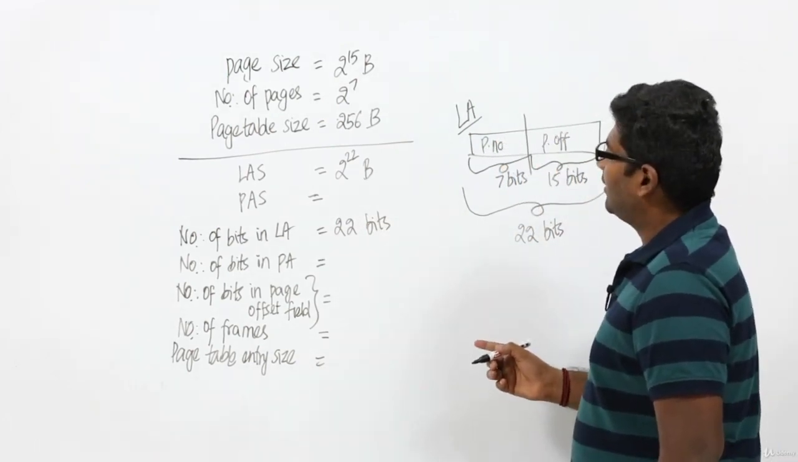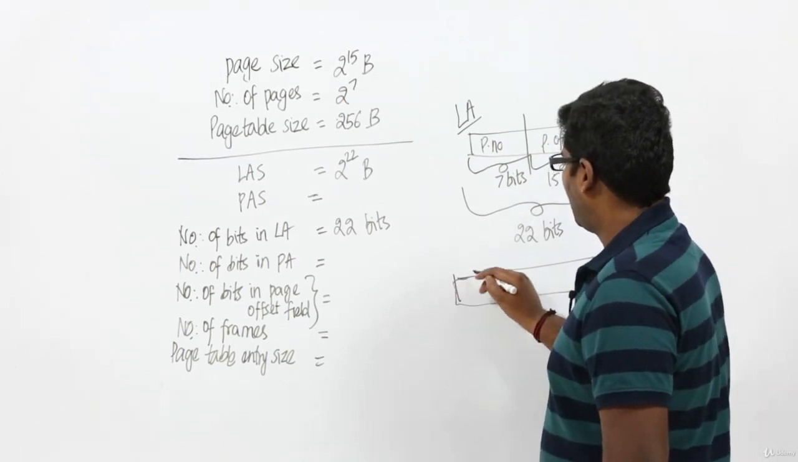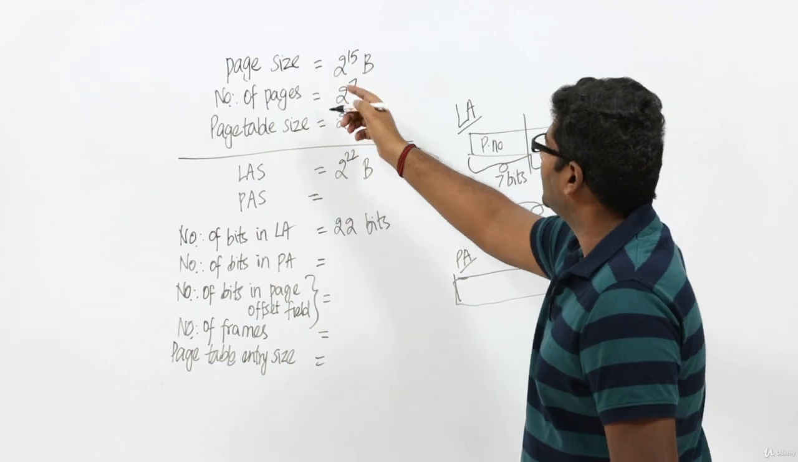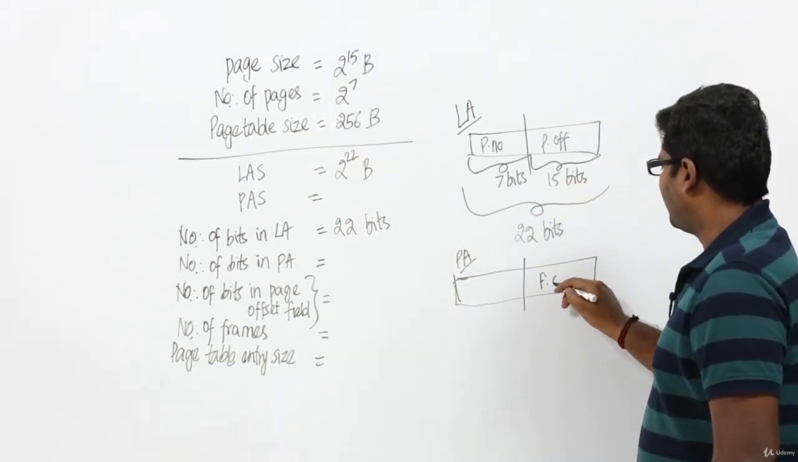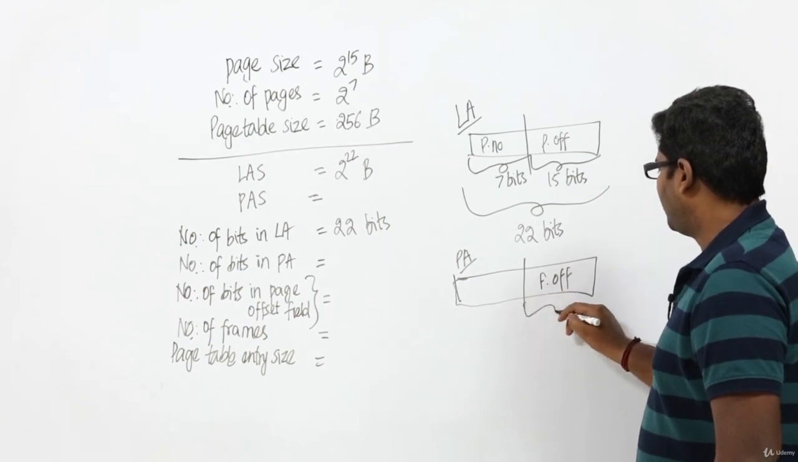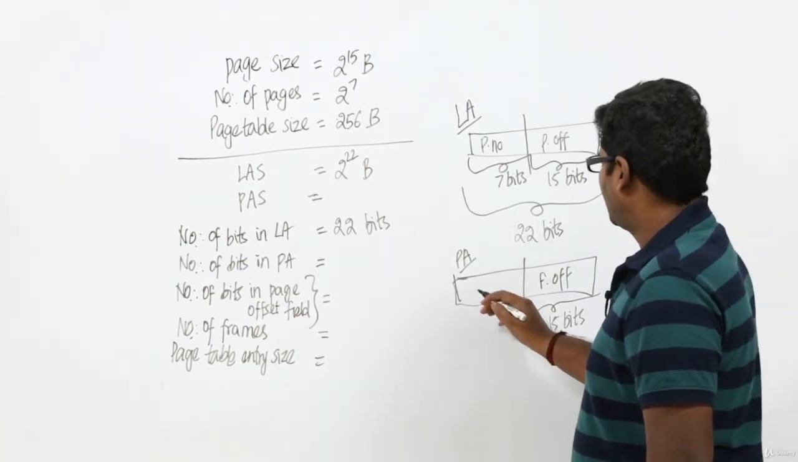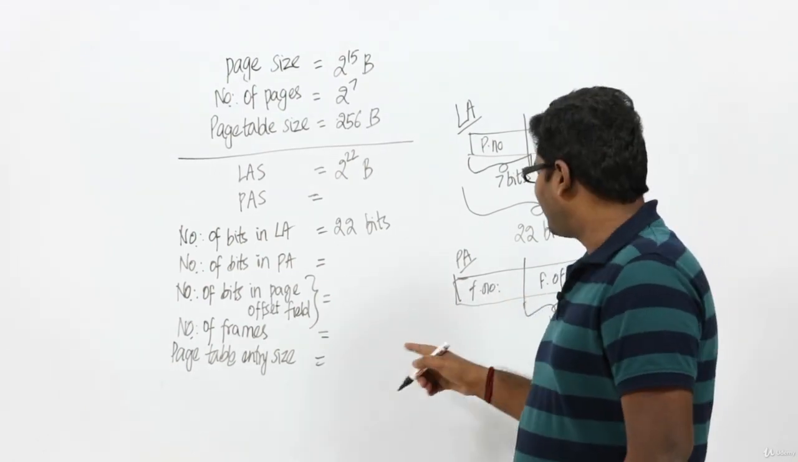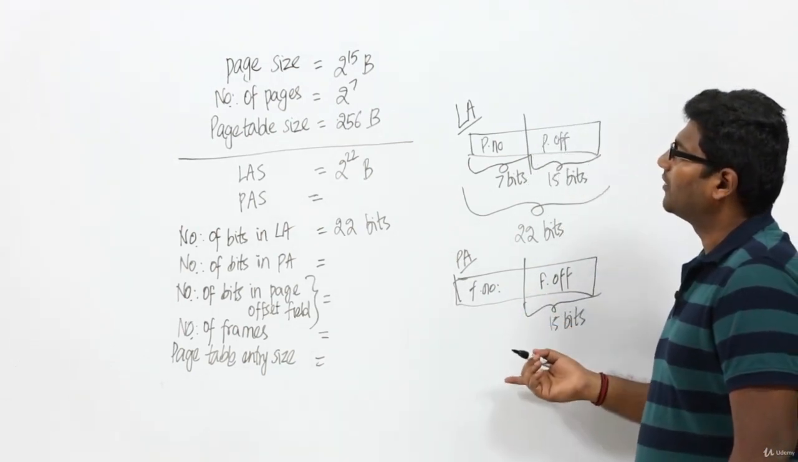Then let's see about the physical address. How will the physical address look like? They have given that page size equals 2 power 15 bytes, and so the frame offset field will have 15 bits. This is the frame number field, right? Now we need to calculate the frame number field, the number of bits in the frame number field. How can I do that?